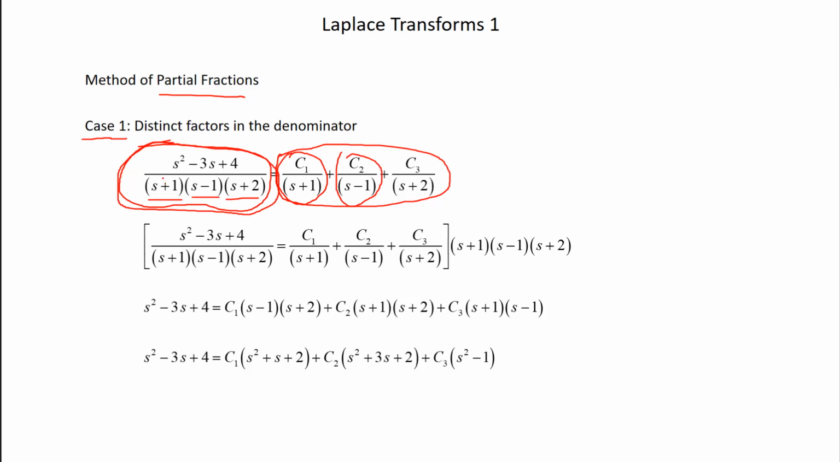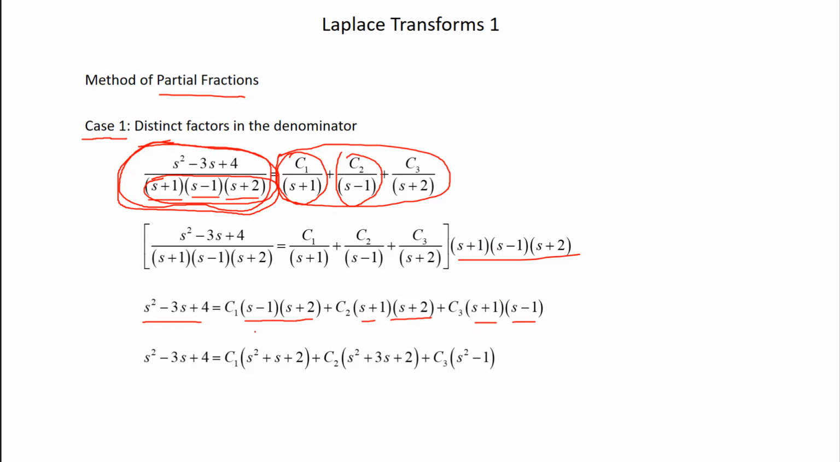So I multiply this whole thing by s plus 1, s minus 1 times s plus 2. So that's what I did here. And then, of course, I only have the numerator on the left side. And then you can see the s plus 1 cancels with the s plus 1. So here I have s minus 1 times s plus 2. Here I have s plus 1 times s plus 2. And here I have s plus 1 times s minus 1.